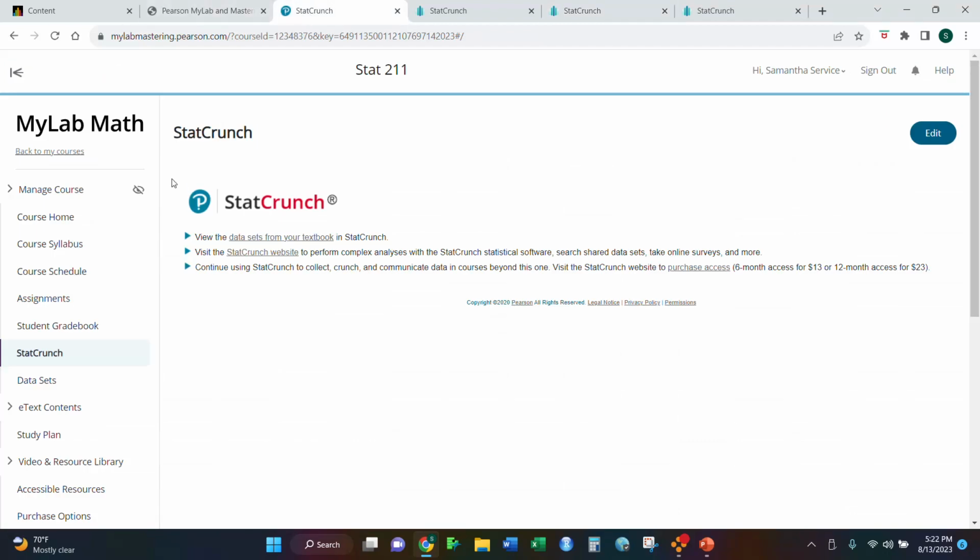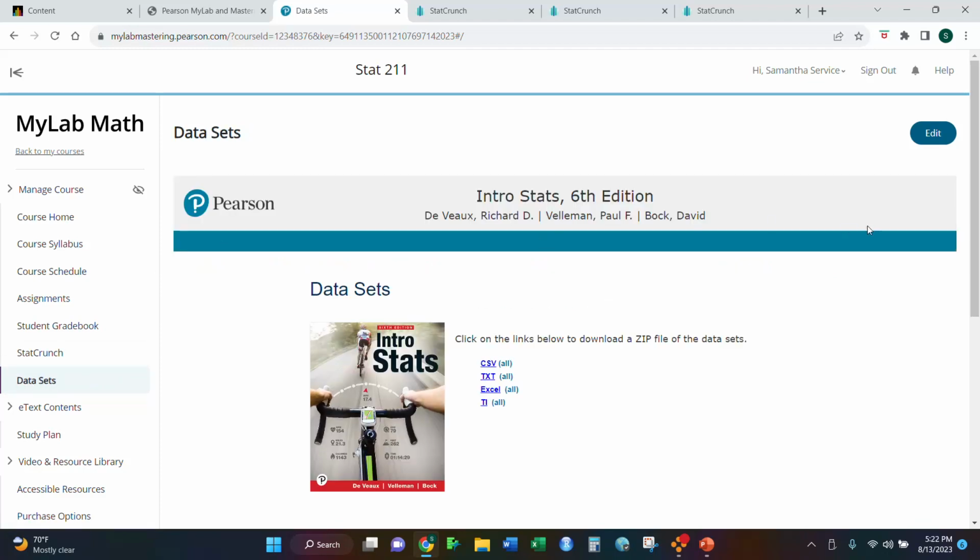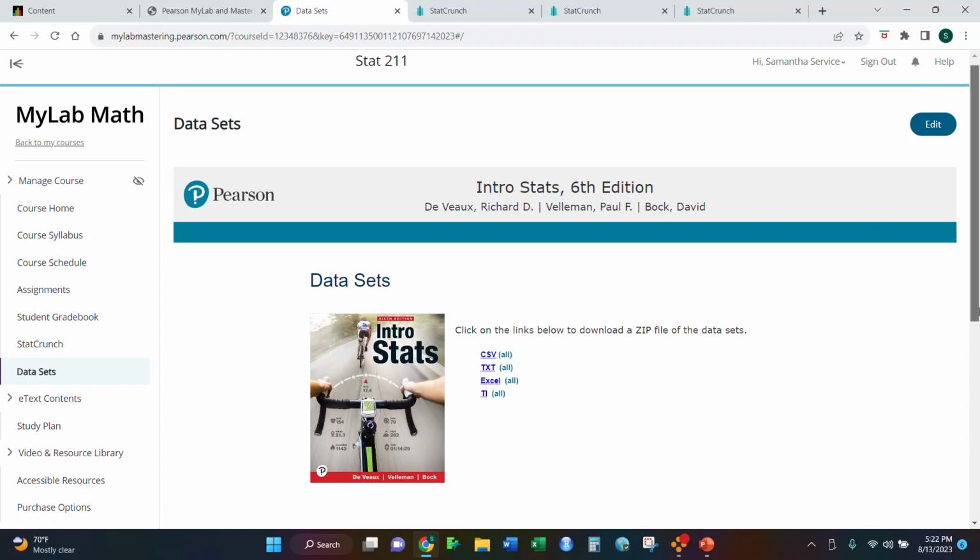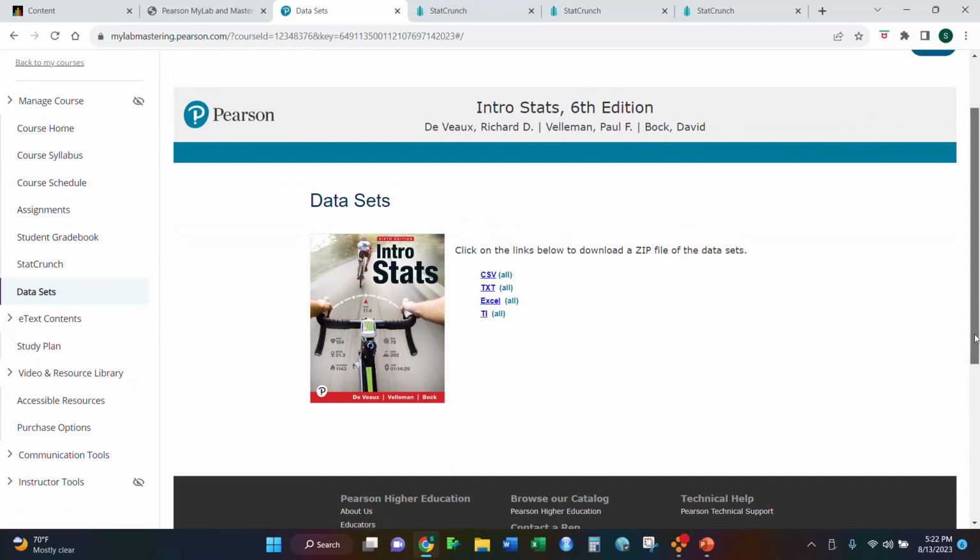So either way, there are multiple options for getting StatCrunch open. Again, StatCrunch is a really fantastic tool and will really save you a lot of time and help you in this course. Under StatCrunch is data sets. This is another way to access the data sets that you use in this textbook.